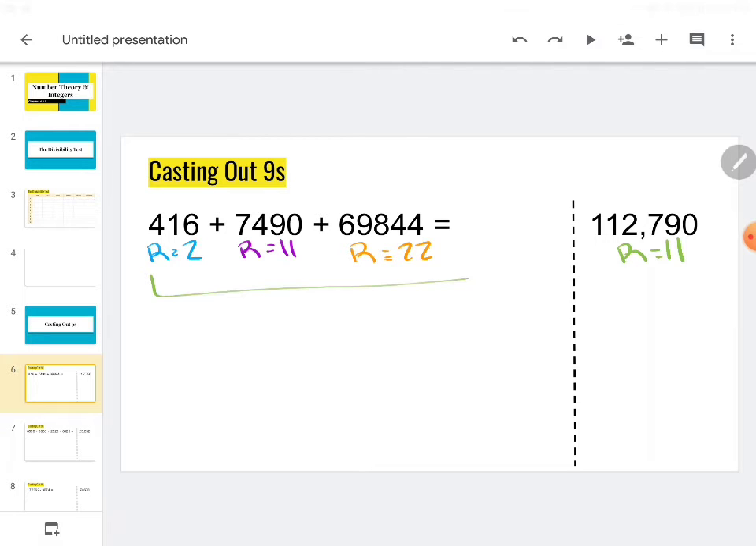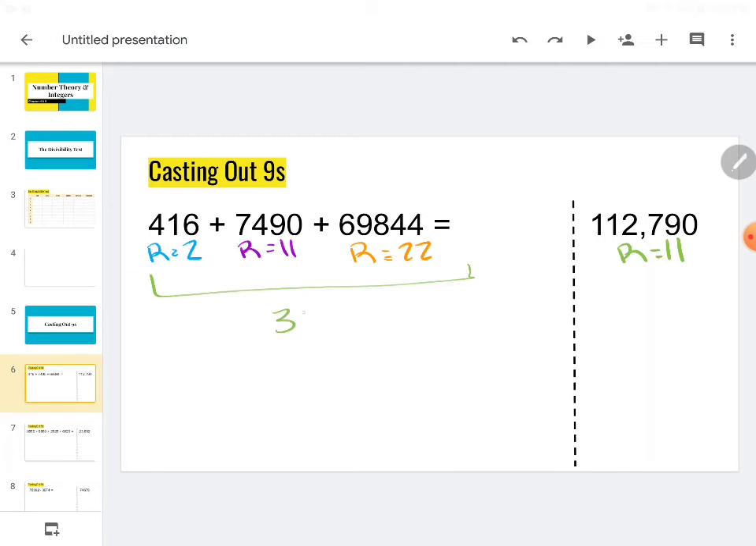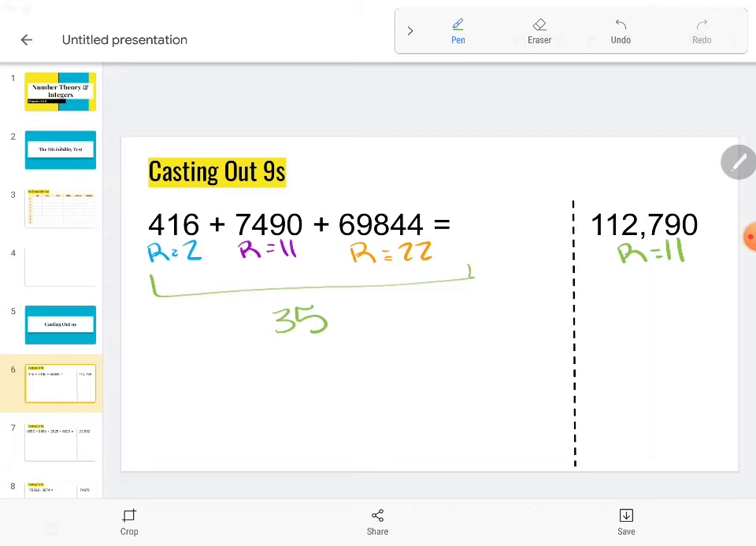So 2 plus 11 plus 22 is going to be 35, and 35 does not match 11 for our solution, which makes us think, well, maybe the solution is wrong. So what I'm going to do is go ahead and add all these together. You can write them out if you want to. I'm just going to use my calculator for some time purposes.